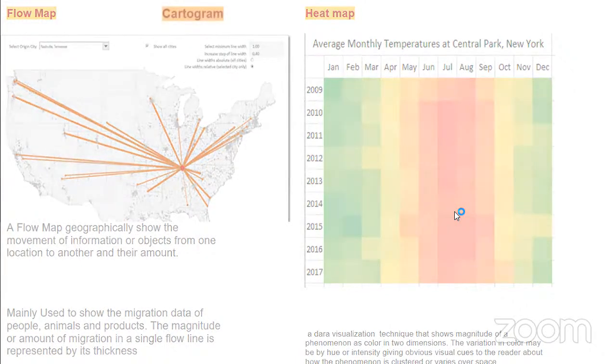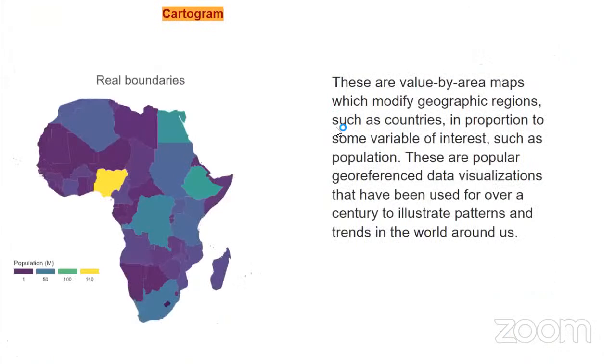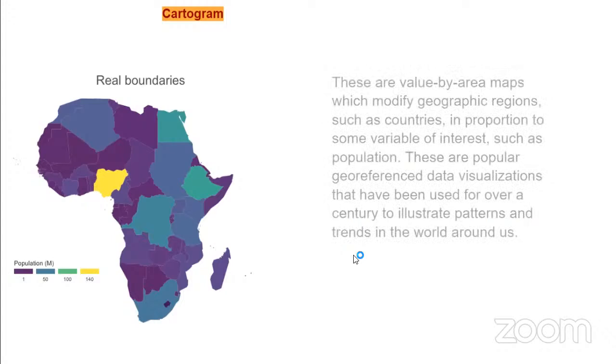A cartogram is a value-by-area map which modifies geographic features such as countries in proportion to some variable of interest, such as population, vaccinations, COVID-19, or economic empowerment and development. These are popular georeferenced data visualizations that have been used for centuries to illustrate patterns and trends in the world around us.